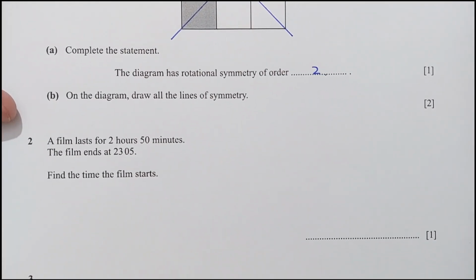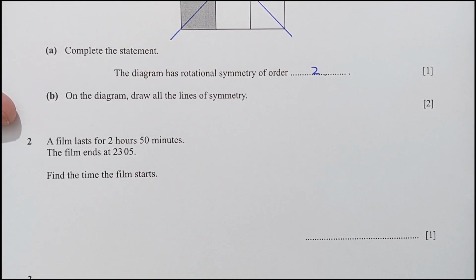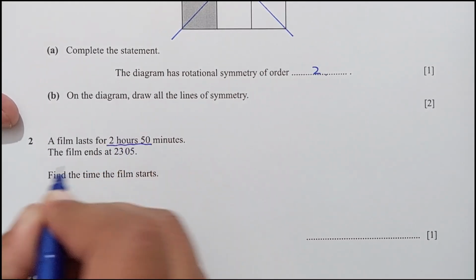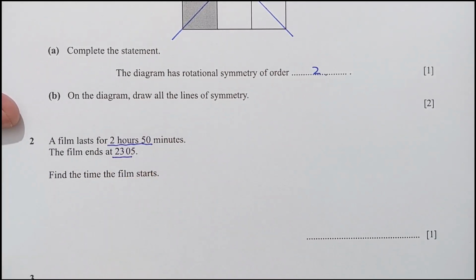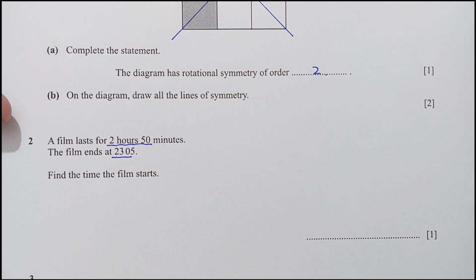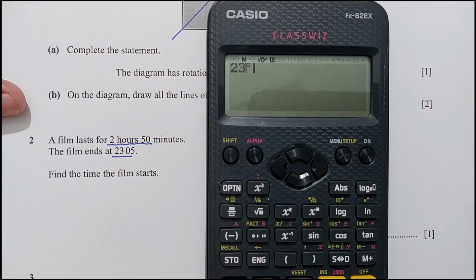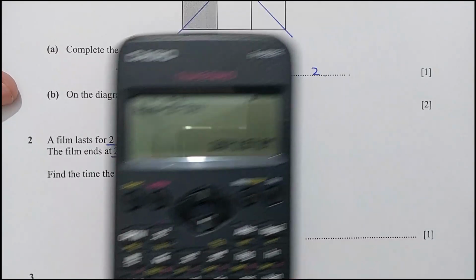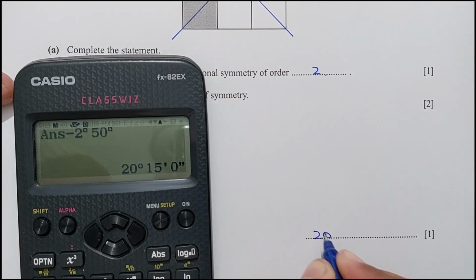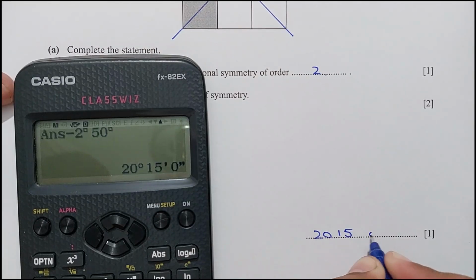Now question number 2. A film lasts for 2 hours and 50 minutes. The film ends at 23:05. Find the time the film starts. From 23:05 we have to subtract 2 hours and 50 minutes. This is 20:15, or we can say 8:15 p.m., because 20 is basically 8.